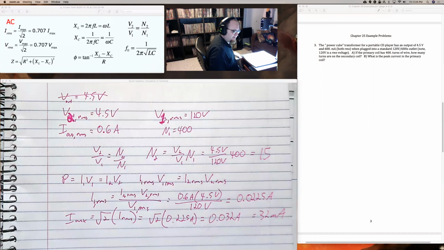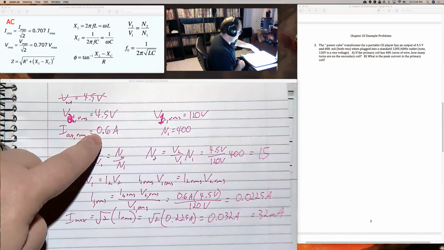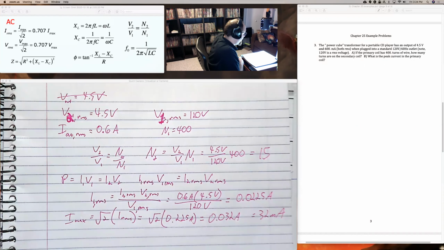Wait, that can't be right. Yes, because it was 600 milliamps. Yeah, sorry. My mind just put this as 0.6 milliamps instead of 0.6 amps here, and I'm like, what? But yeah, that's right. And that's the idea, that on a transformer, the power is the same on both sides.